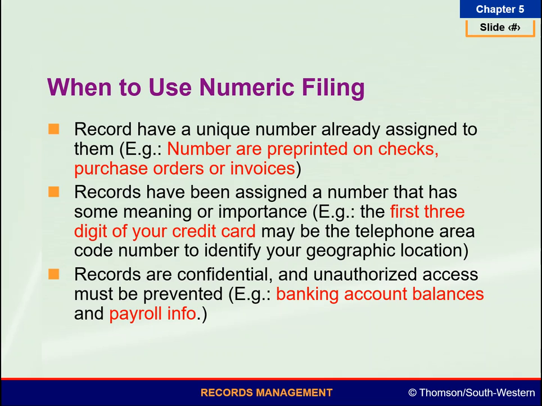Records have been assigned a number that has some meaning or importance. For example, the first 3 digits of a telephone number may be your code to identify your geographic location. So in this case, according to your postcode, we will know where you live. Now in Dungun, the postcode for Dungun is 23000. So when you are going to send something, and you put in the postcode number, it will calculate the price for your postage.